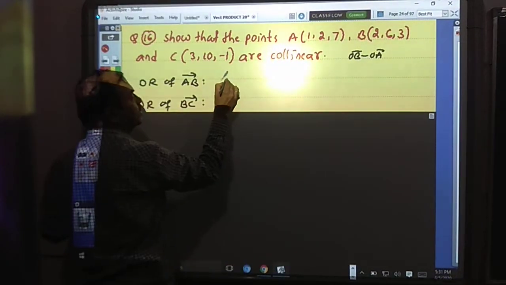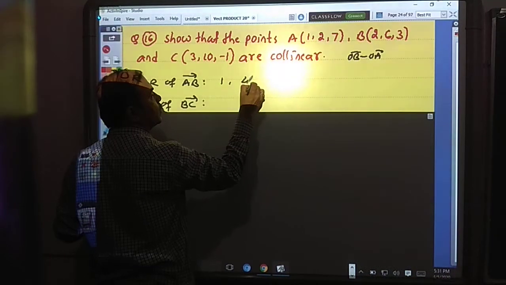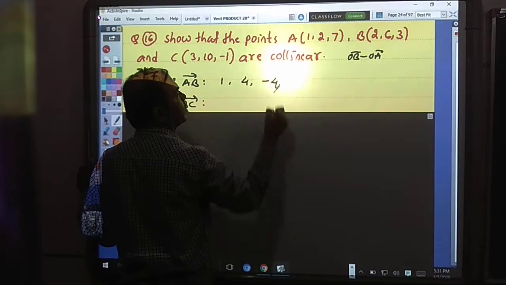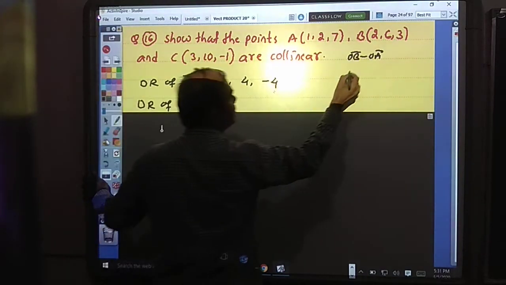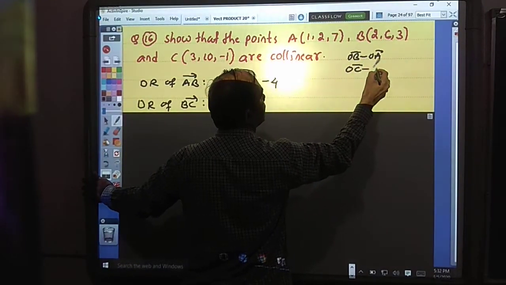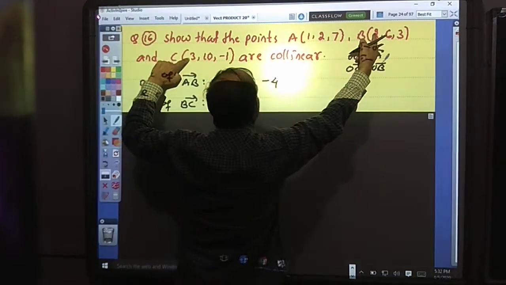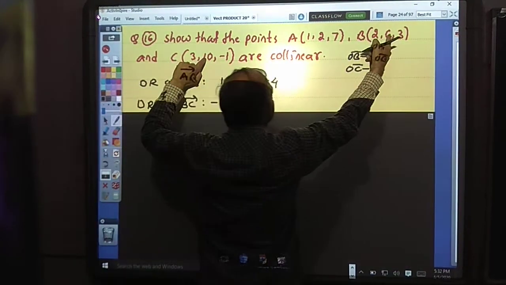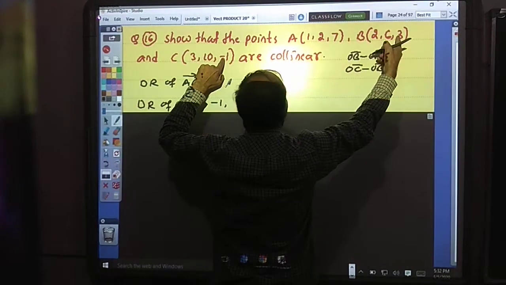2 minus 1, 1. 6 minus 2, 4. 3 minus 7, minus 4. And the direction ratios of BC. BC means in C subtract B. In C subtract B. 3 minus 2, minus 1. 10 minus 6, 4. And minus 1, minus 3.